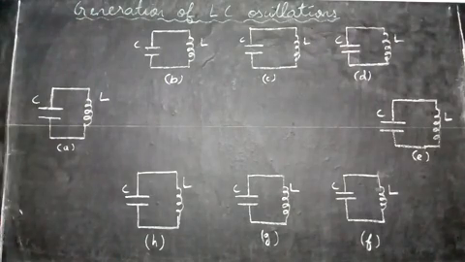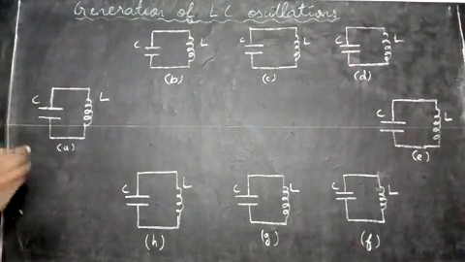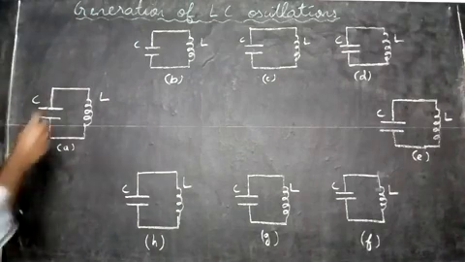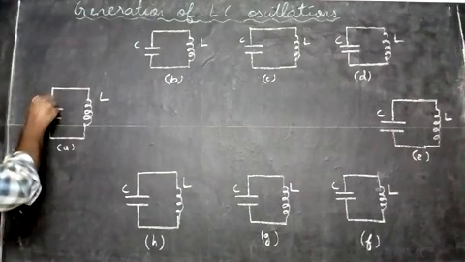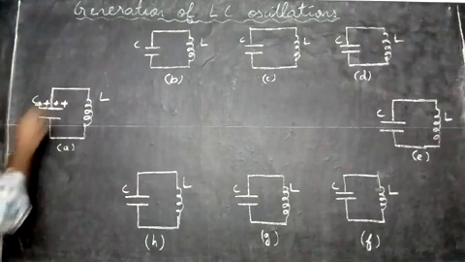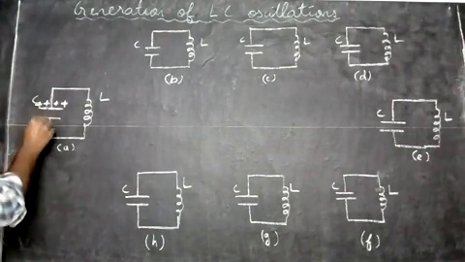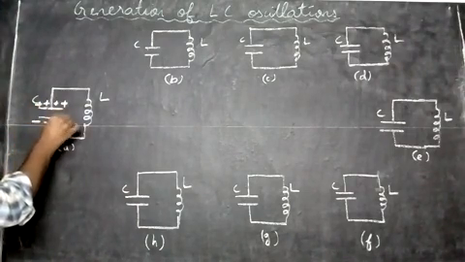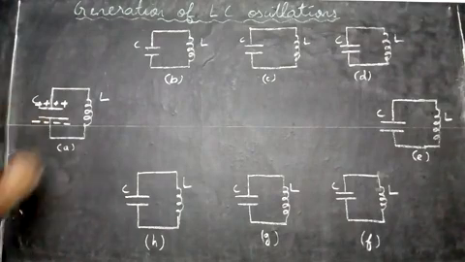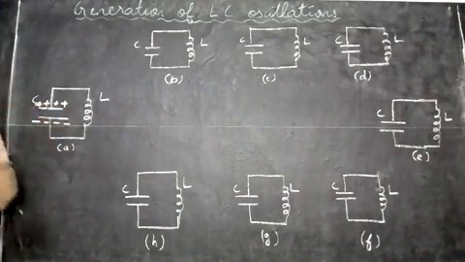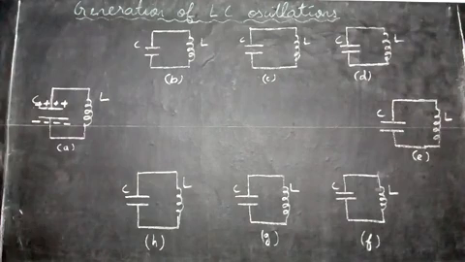Now in this circuit, first imagine that the capacitor is fully charged. So we have 4 positive charges, 1, 2, 3, 4, on the positive plate, and on the negative plate we have 4 negative charges. 4 positive and 4 negative. So what happens is, all the energy is stored in the form of electrical energy only.